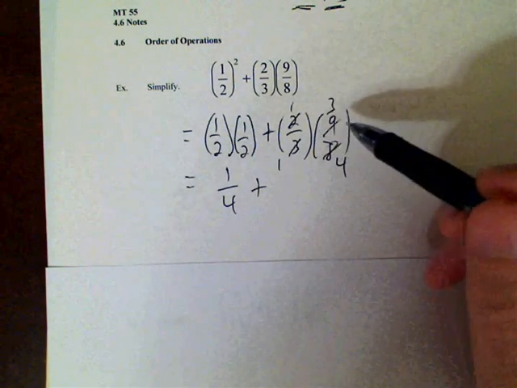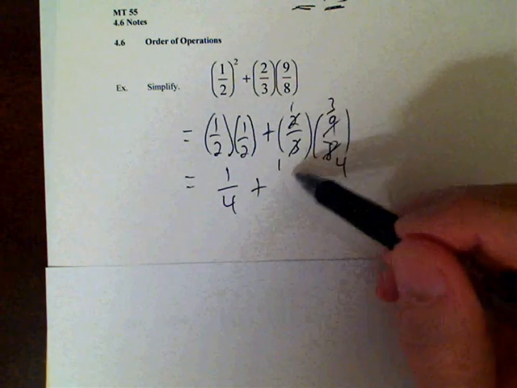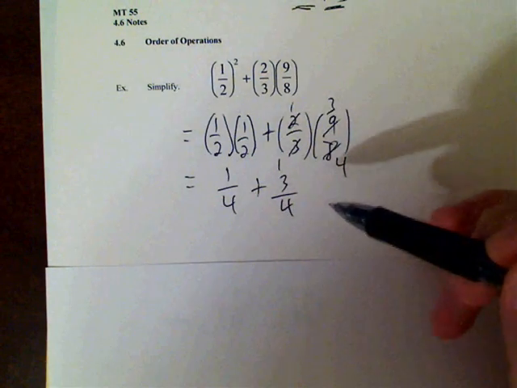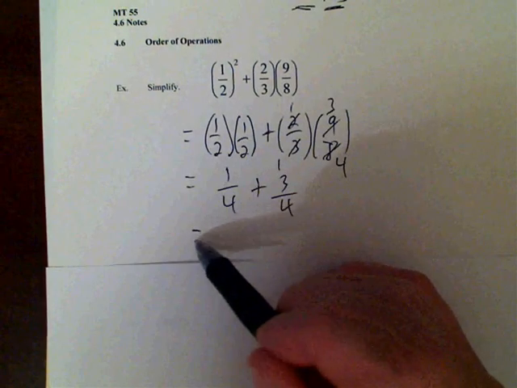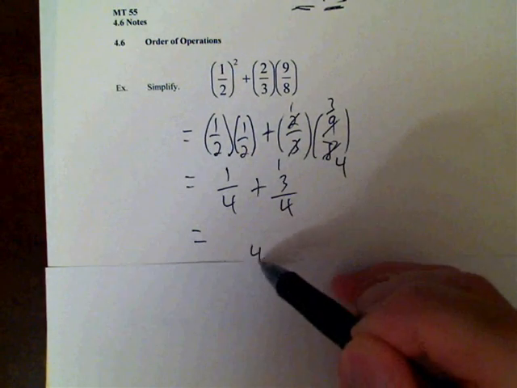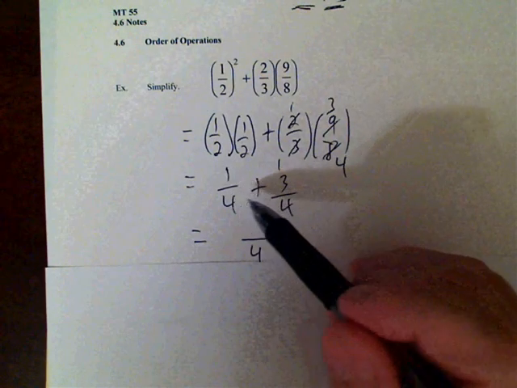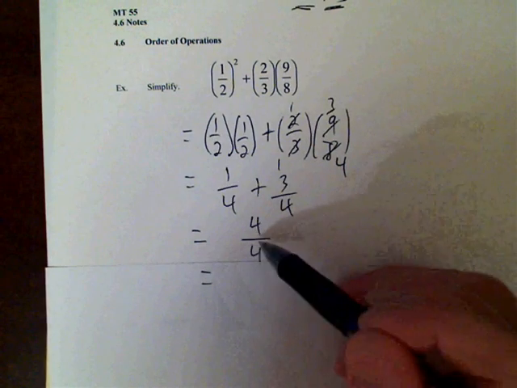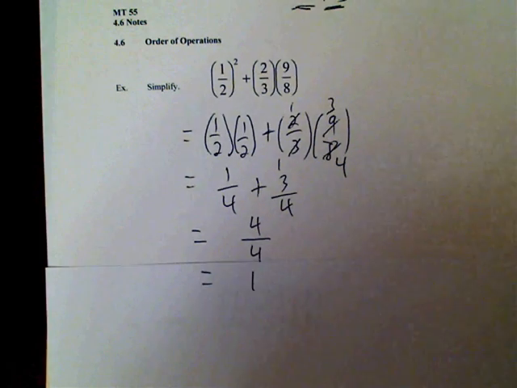And now when we multiply straight across, we end up with 1 times 3 is 3, 1 times 4 is 4. And as we keep on going, because we have common denominators, we're going to write down that 4 and add the numerators. 1 plus 3 is 4. 4 over 4 is 1.